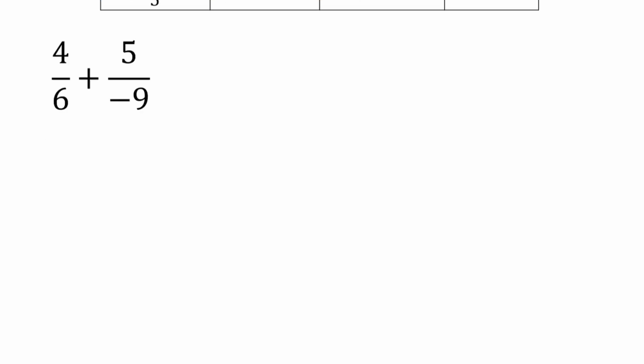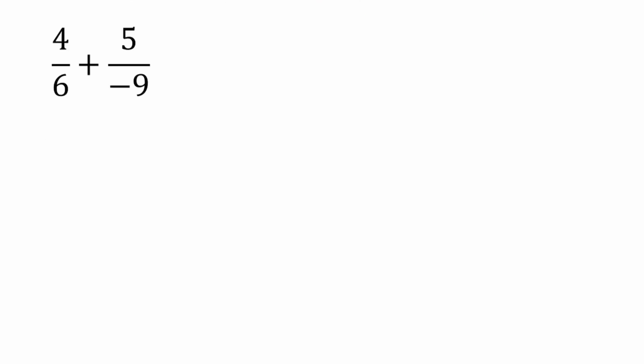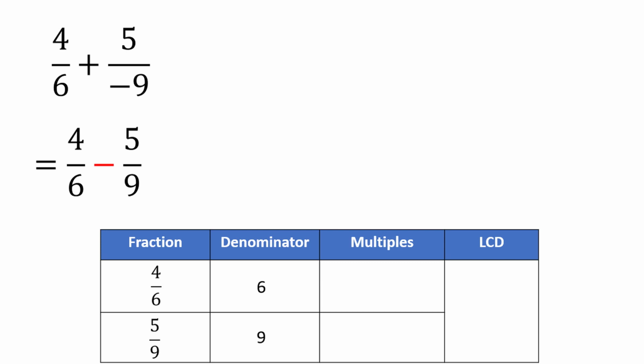Okay, let's try one more problem. 4/6 plus 5 over -9. Just like before, it might be nice to rewrite this with the negative sign in between, as 4/6 minus 5/9. Let's build our chart and write out our multiples. For 6, we have 6, 12, 18, 24, and for 9, we have 9, 18, 27. 18 is the least common multiple, and will be our LCD.